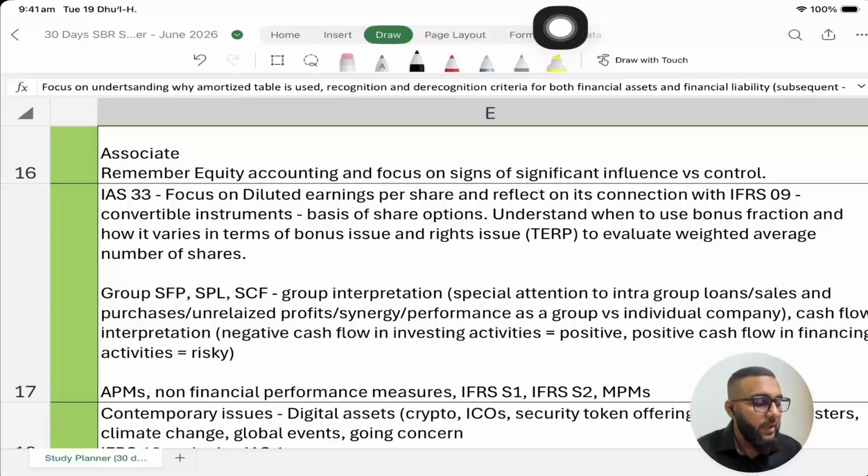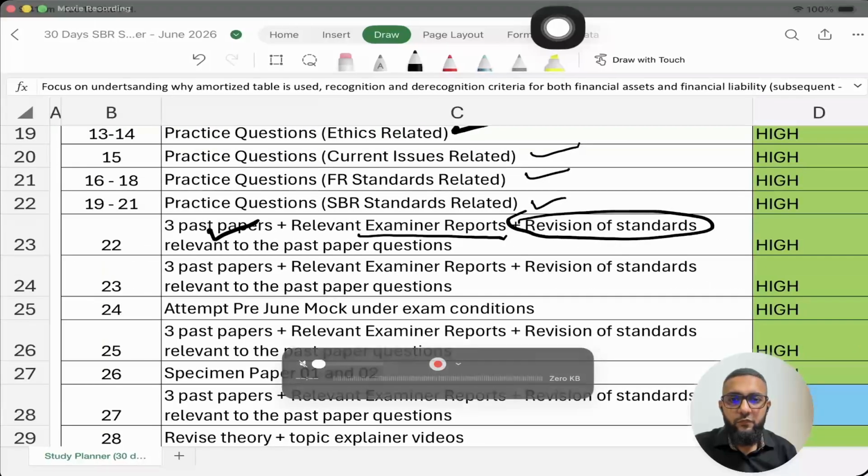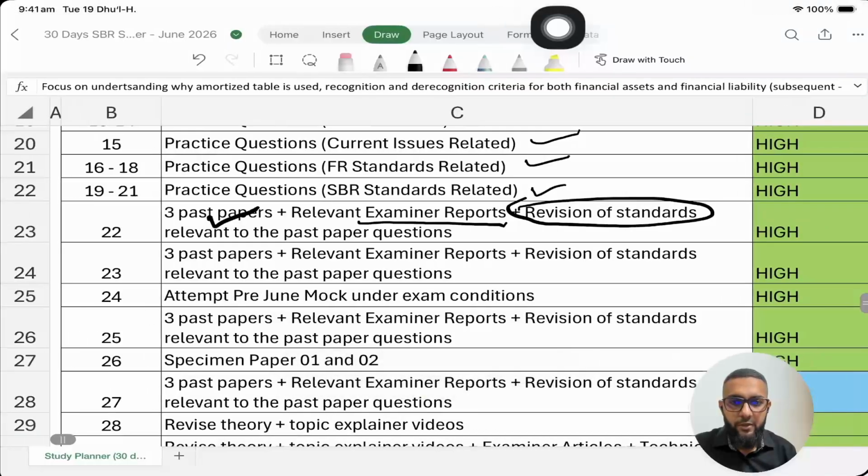After doing each past paper, review your answer, then read the relevant examiner reports, then look at the areas that you were unable to respond to and revise those respective standards only, right? Look at what was missing, why you were not able to recall, and try to recall those areas from the standards. And you do this for the rest of the period.